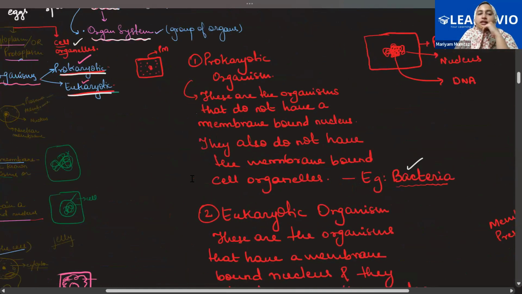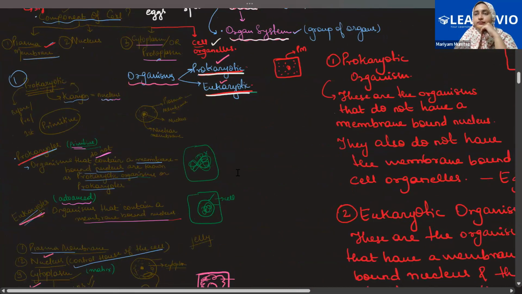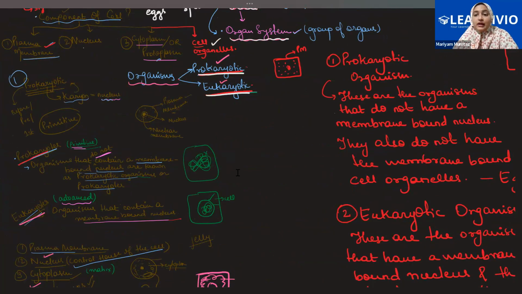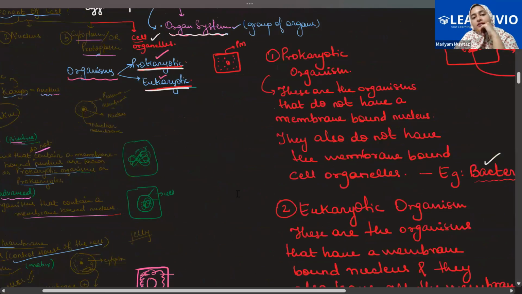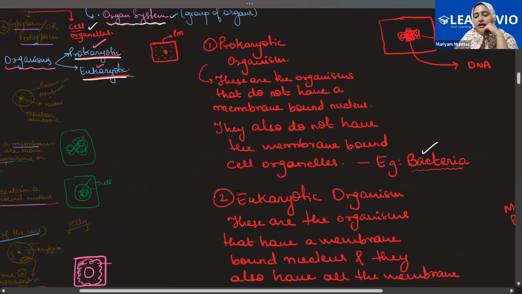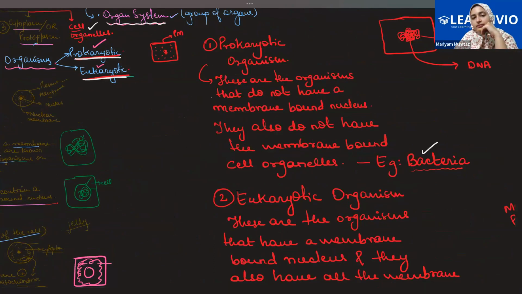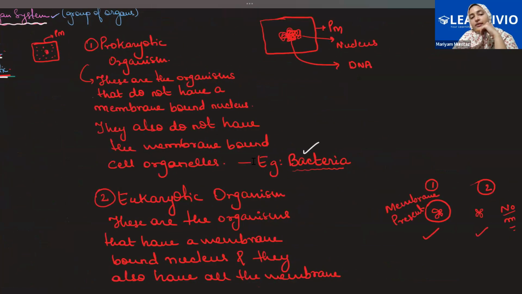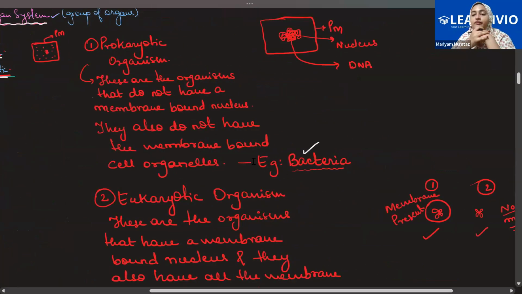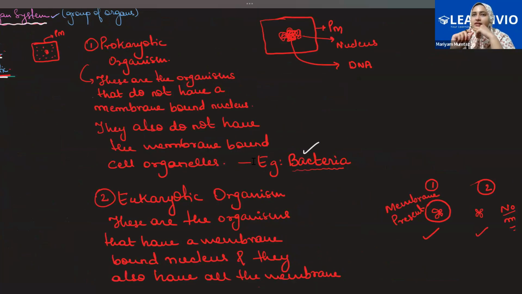See, just like how we divided the organisms into unicellular and multicellular depending upon the number of cells that are there in their body, in the same way there is another kind of division. We divide the organisms into prokaryotic organisms and eukaryotic organisms. This division is because of the presence or absence of the nuclear membrane. The prokaryotic organisms are the ones that do not have the nuclear membrane.